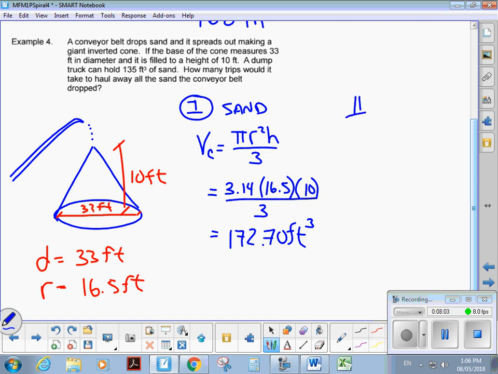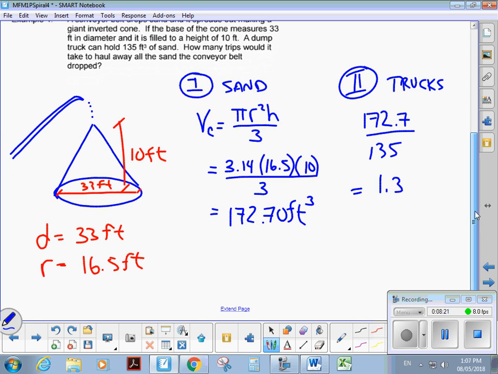Step 2 is how many trucks. We have to divide that up into truckloads. So 172.7, and each truck holds 135. I think you can see where this is going. It's going to be 1.3 truckloads, but of course you can't have that. So therefore, it will take 2 truckloads to move that much sand. All right.